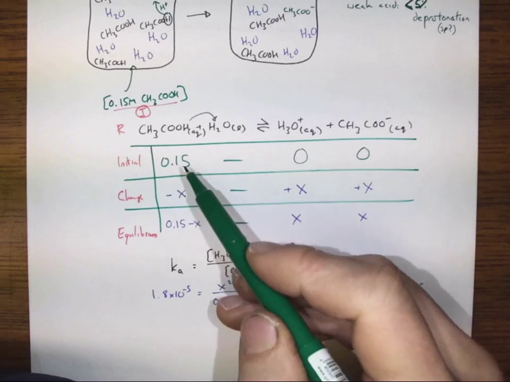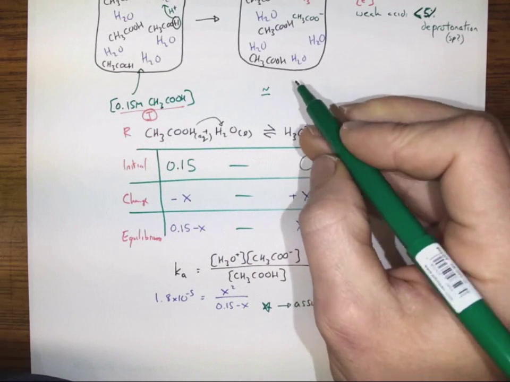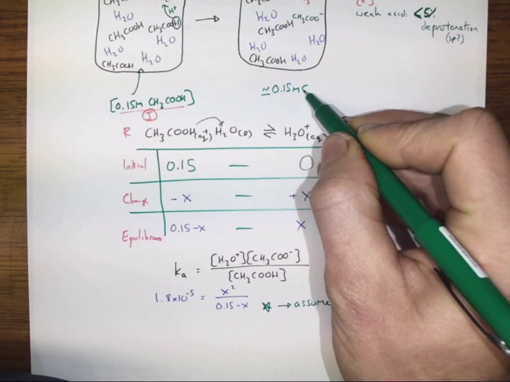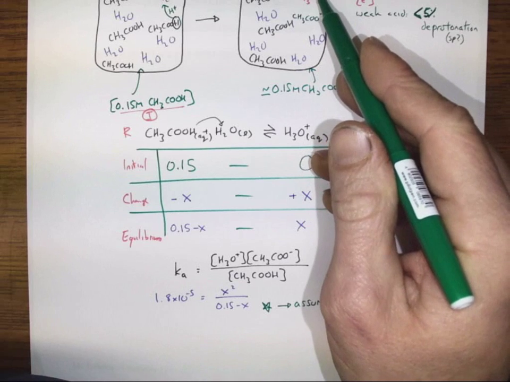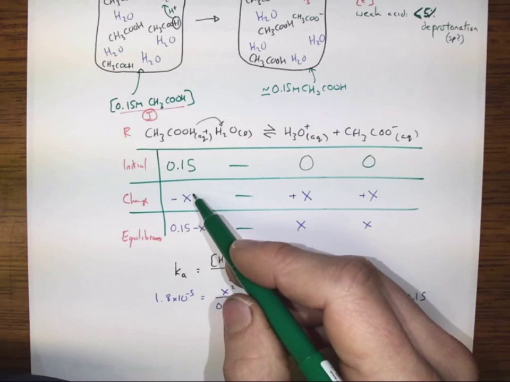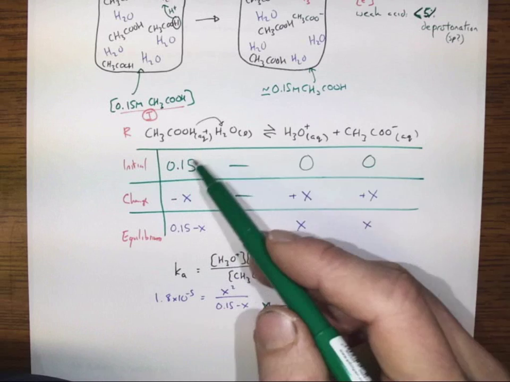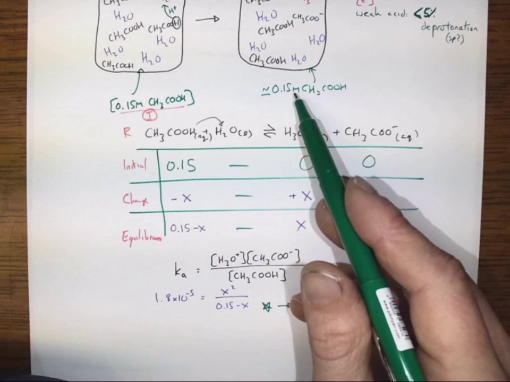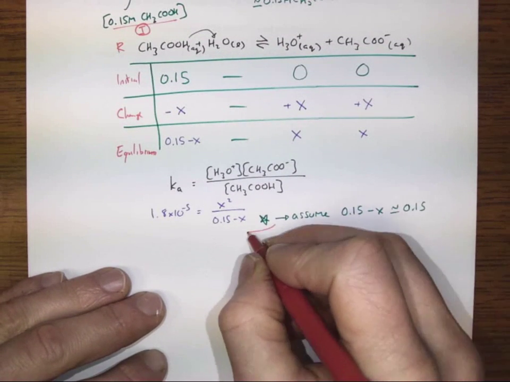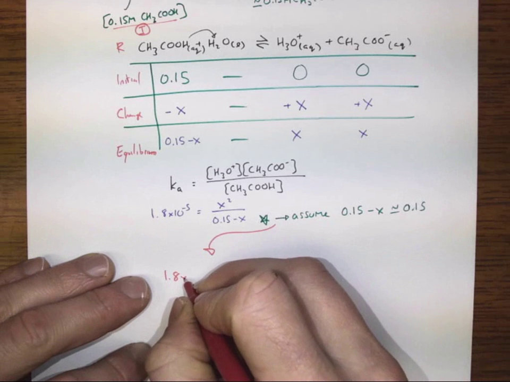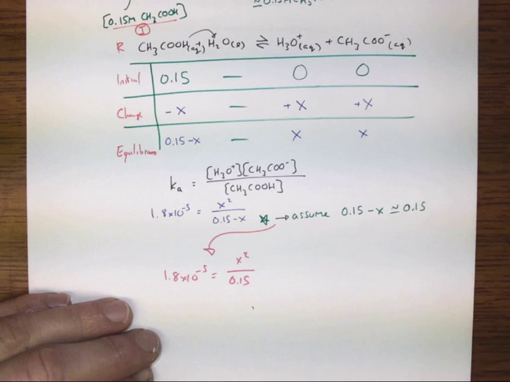What that means is that the concentration of this stuff we had initially is approximately equal to 0.15 molar CH3COOH in here. However many we lost is so small that when we take away that number of acetic acids for every liter, it's going to be so minuscule that it's not really going to affect the value of this number much at all. And so if we make that assumption, then we get to rewrite this equation. We get to say 1.8 times 10 to the negative 5 is equal to x squared over 0.15, which is much more trivial to solve.